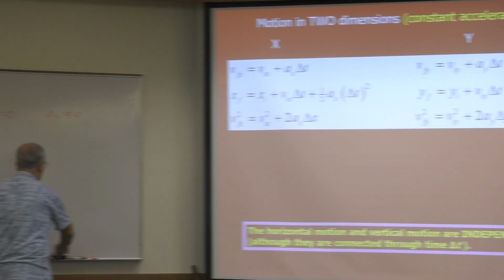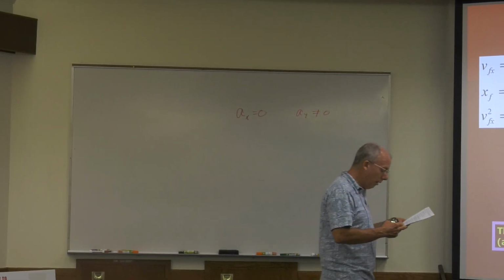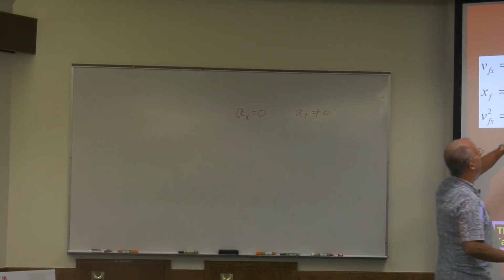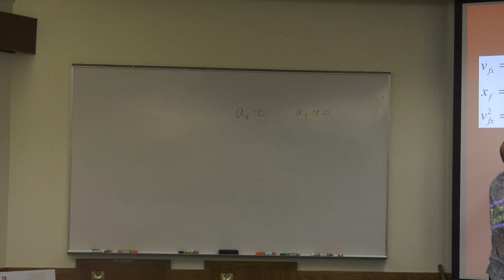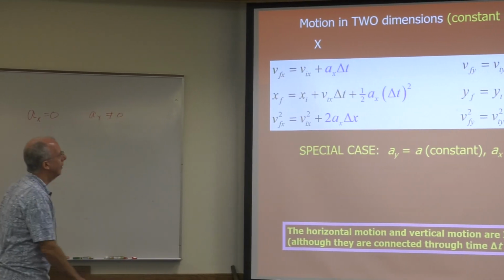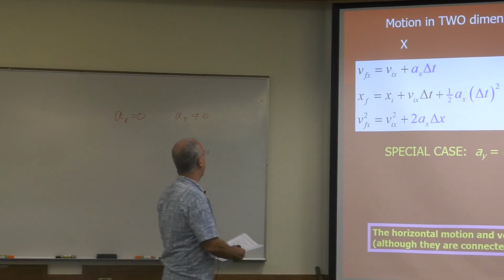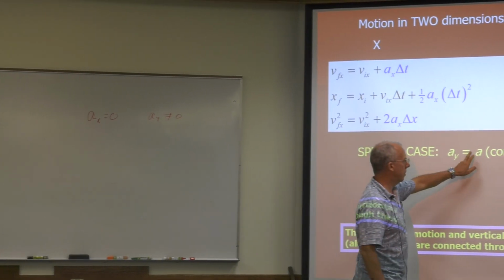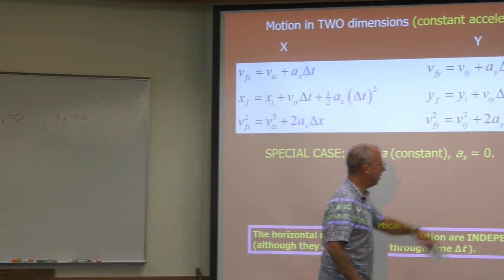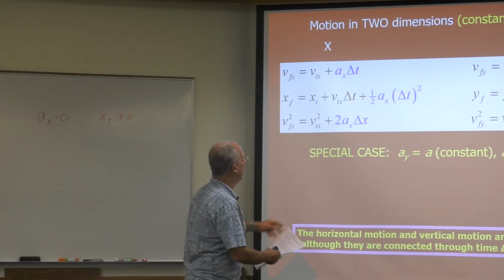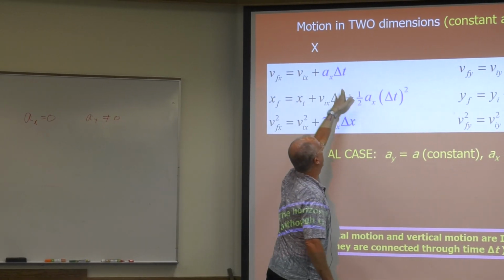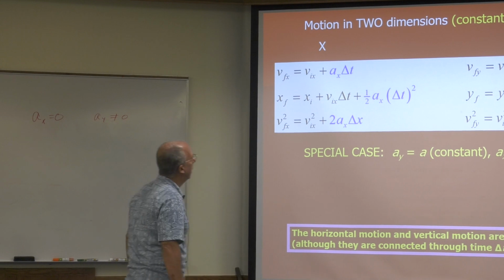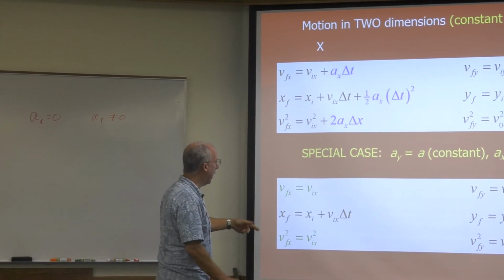So if we have ax is 0, that goes away, that goes away, that goes away. Oh, this is awesome. So there's our special case: we have ay as some constant, and ax is 0. Everything in blue is going to go goodbye. So this is what we have left.